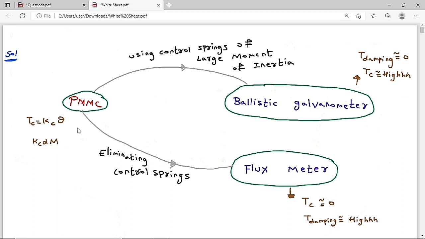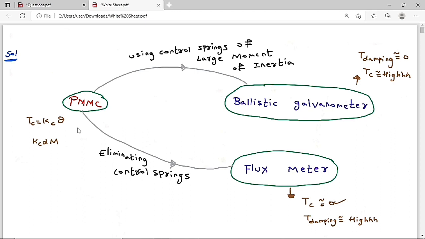Now let's see the case of the flux meter. I've already said that in the flux meter we need the controlling torque to be very small, nearly equal to zero. That means I want the M value to be very small, so we can even neglect it and eliminate the control springs. If we eliminate the control springs, M is zero, so Kc is zero, which means Tc is also equal to zero. These are the conditions we need to satisfy by modifying the PMMC.